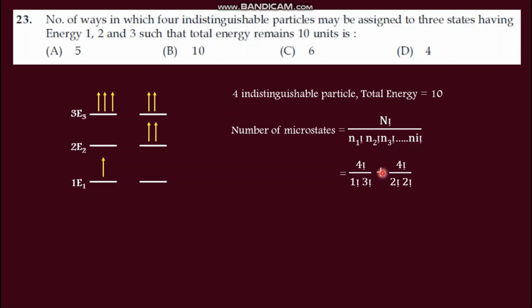So we have to add this. For this arrangement, we can write 4 factorial divided by 2 factorial into 2 factorial. On solving this, we will get an answer 10. This is an important equation, the number of microstates, that you have to note down. You can expect questions from this section.